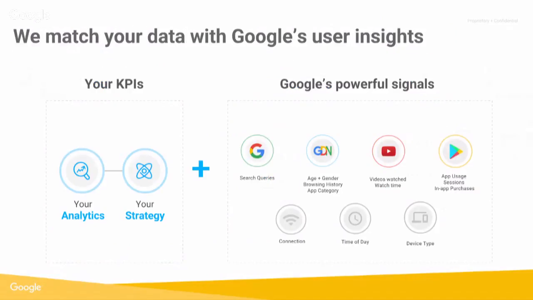So what we do, we really want to match the client's KPIs. So that's why it's important to, when you discuss with the clients, to understand what are the main KPIs, as we mentioned. So in terms of analytics, how do they measure the important moments, as we mentioned earlier, understanding also the overall strategy and goals. And then we will match these KPIs by using Google's powerful signals.